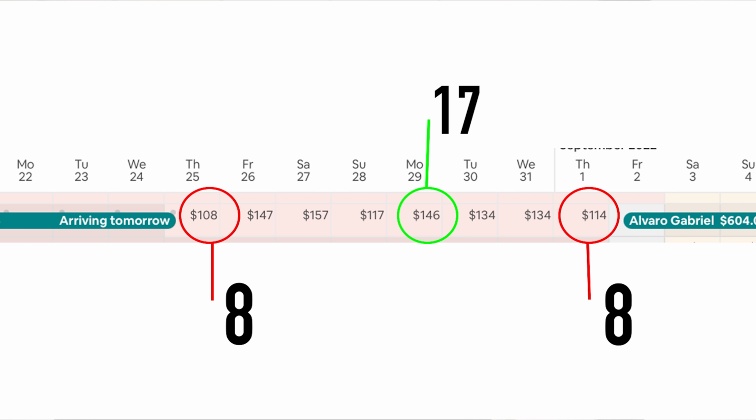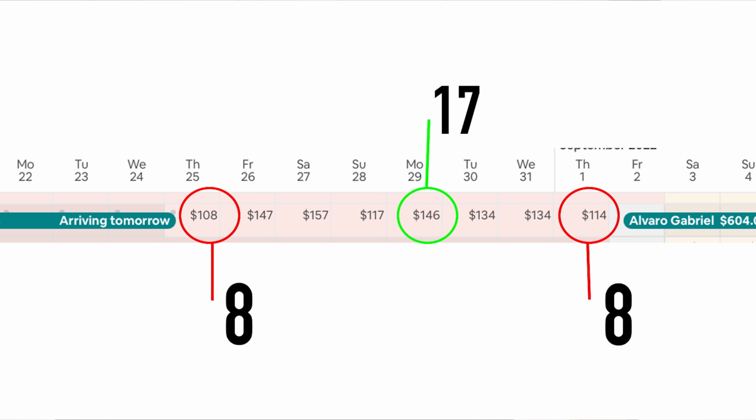But that Monday in the middle has room on either side. People can arrive earlier, they can leave later. It has more than twice as many combinations of bookings that are available for that one day. And because of this, it's twice as visible, because it's going to show up in 17 searches for every 8 searches that either Thursday pops up in.